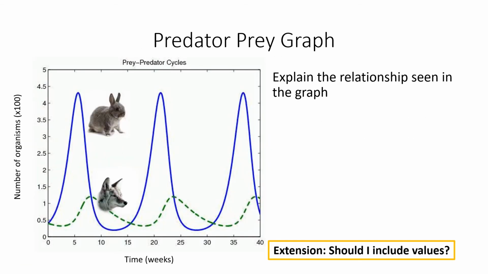So in the previous question, you were asked to describe the relationship. Now you're being asked to explain the relationship. Before I go any further, simply pause the presentation, give yourself 5 minutes and come up with the best answer you can to explain the relationship seen in the graph. And then when you're ready, you can restart the presentation. Pause the presentation now.